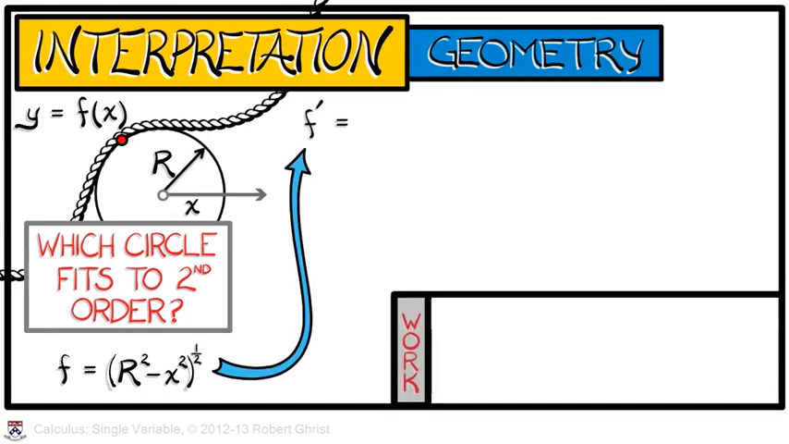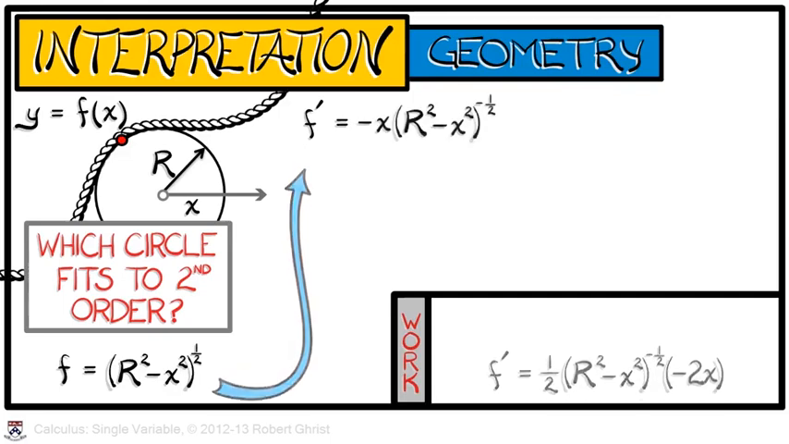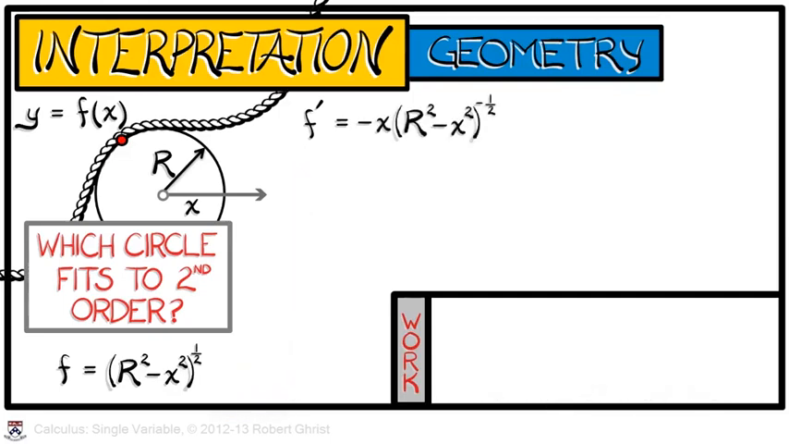We get f prime is equal to what? Well, we have to take the derivative of r squared minus x squared to the 1/2. That's 1/2 r squared minus x squared to the negative 1/2 times the derivative of what's on the inside, negative 2x. There's a little bit of simplification that goes on, and we get negative x times quantity r squared minus x squared to the negative 1/2. Now, this has to agree to second order, so let's compute another derivative.